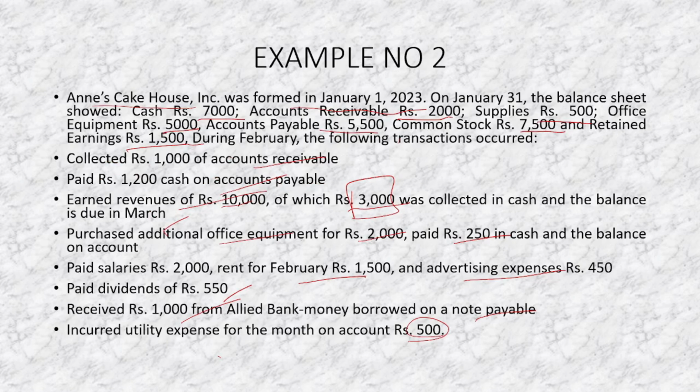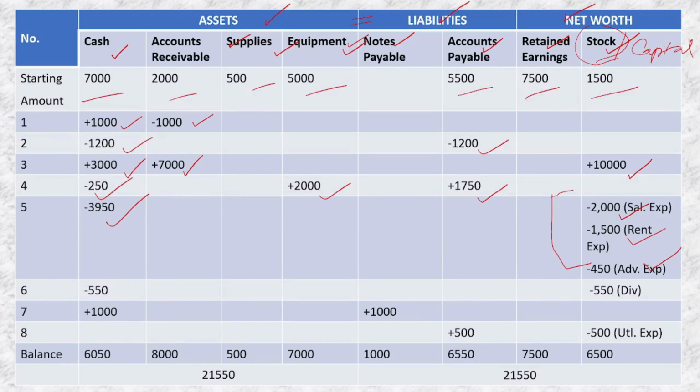Okay. Now, next point, we have paid dividends rupees 550. So, once we are paying dividends rupees 550, that means we are writing minus 550 from cash because we are paying it, and we are again going back to capital and we are going to subtract 550 from capital.